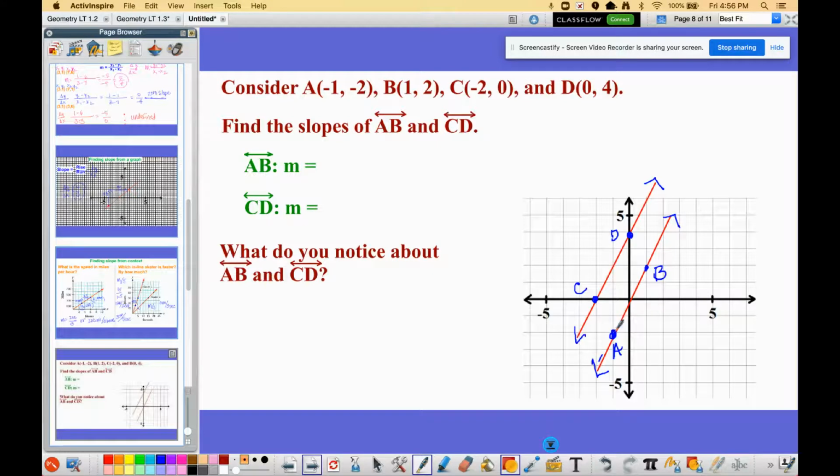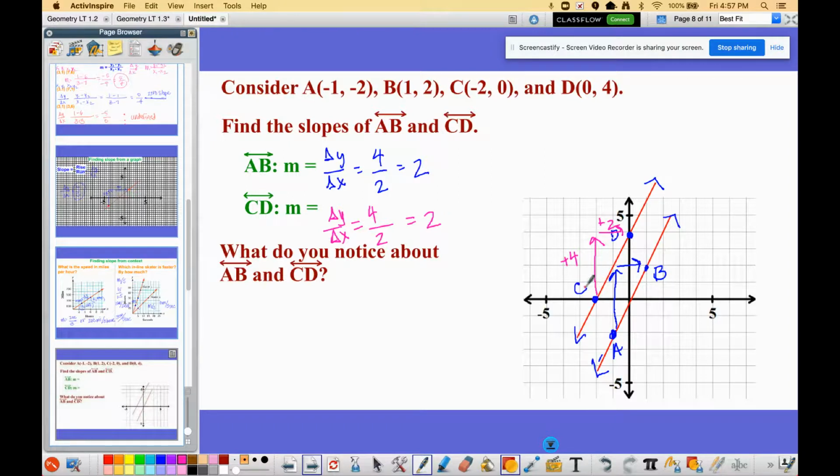So we can count our rise over run, and that means we're going to go up 1, 2, 3, 4. So change in y over change in x. So we're going up 4. And then we're going to go over 2. So 4 over 2, which is 2. And then for CD, we'll do similarly. So we're going to count we're going up 4. And then we go to the right 2. So add 2. 4 over 2 is 2.